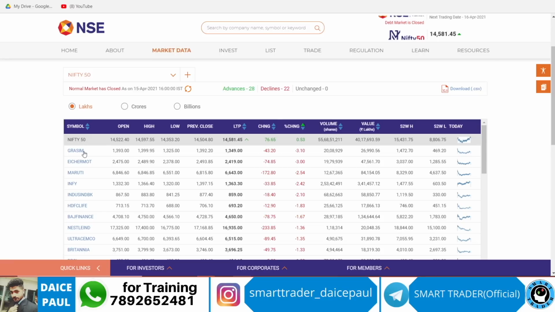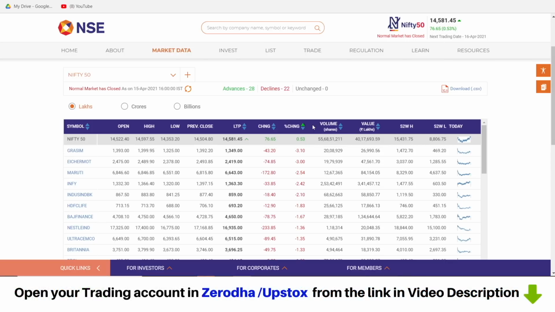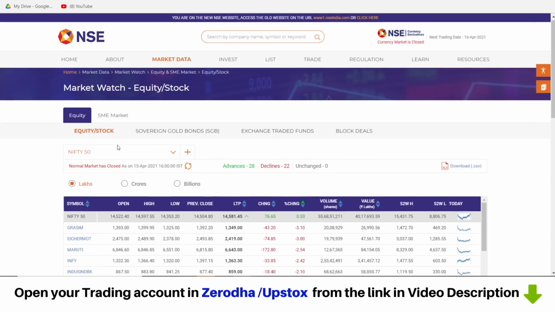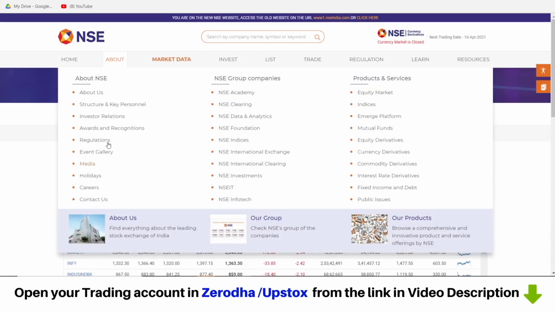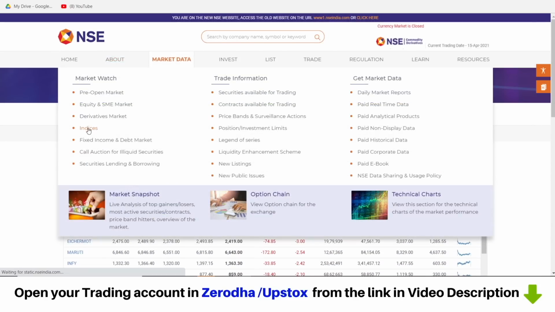The next way, the second way how you can pick a stock is, for example, let's say the market is neutral, it is not even going this side, not even going that side. So that time you are confused which side to go. During that time, you can just go to the indices. So, market indices.